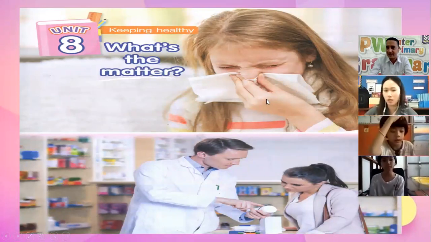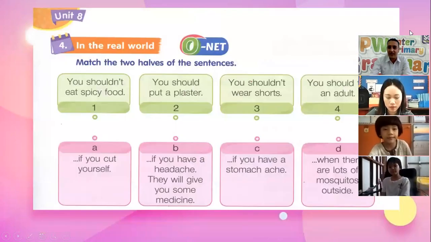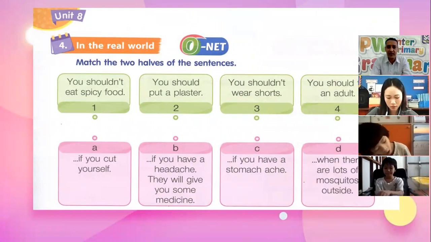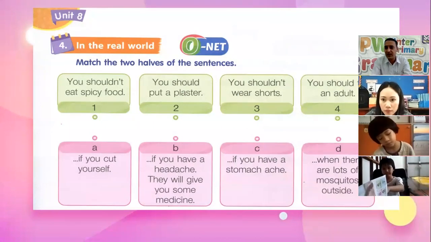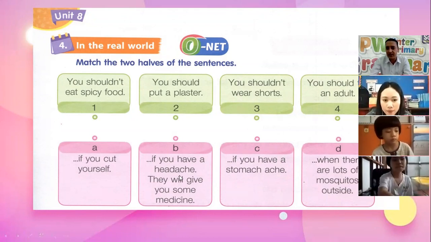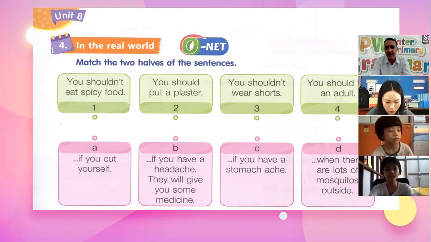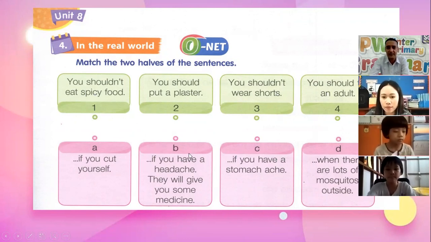Keeping healthy, what's the matter? Here it's on page number 50. In the real world, we have to match the halves of the sentences. Here we have some descriptions, and some sentences we have to match numbers with letters. We have four numbers, 1, 2, 3, 4, and then some statements in letters A, B, C, D. First we read all the sentences, the information given to us, and then we match the suitable numbers with the suitable letters.